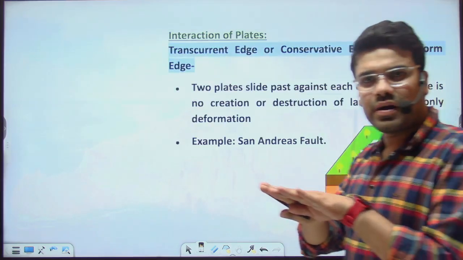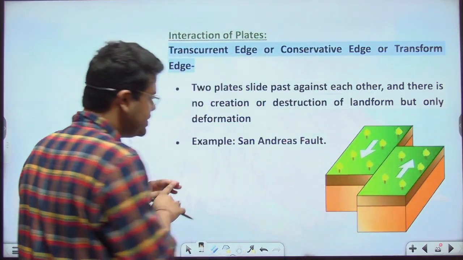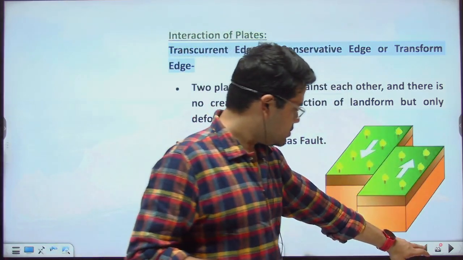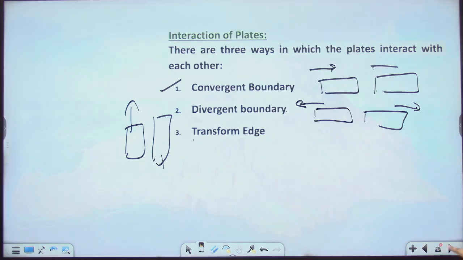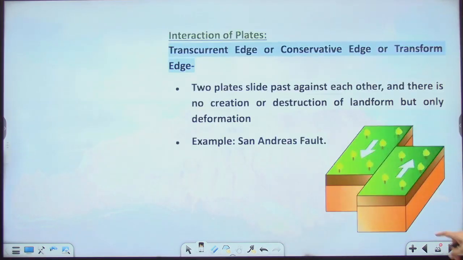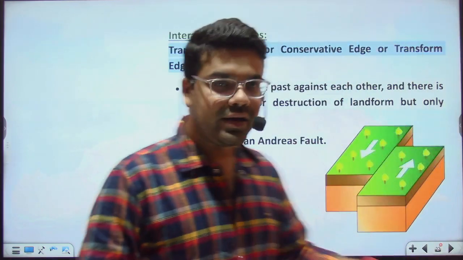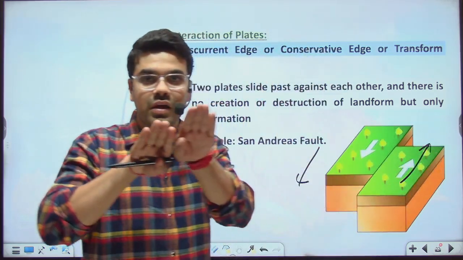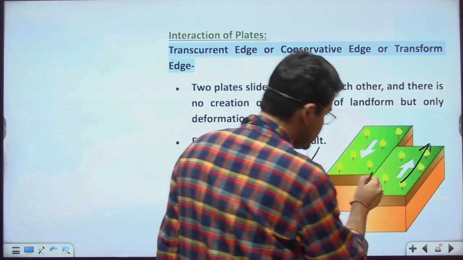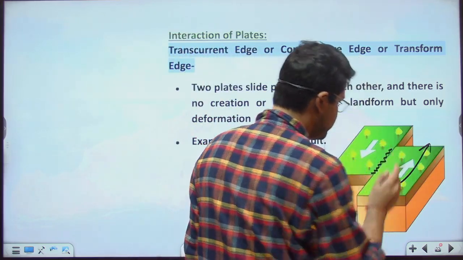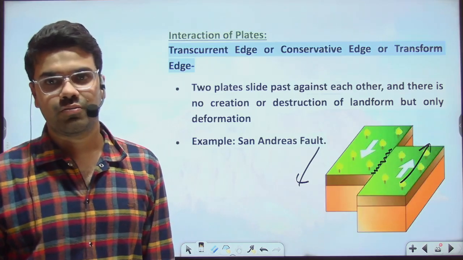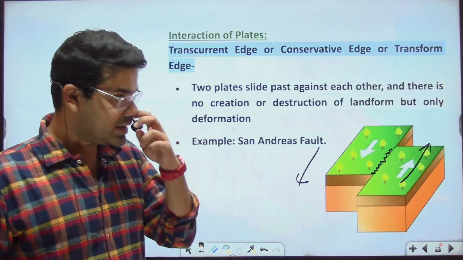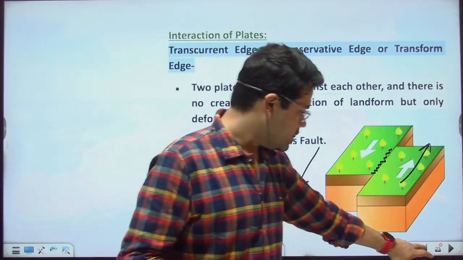And the third part is the interaction of the plates. We call it transform edge boundaries. When you see the image, one plate is going down and one plate is going up. They both are rubbing against each other. So here, small mountains would be formed. The best example is the San Andreas fault. Okay, it is the third case.